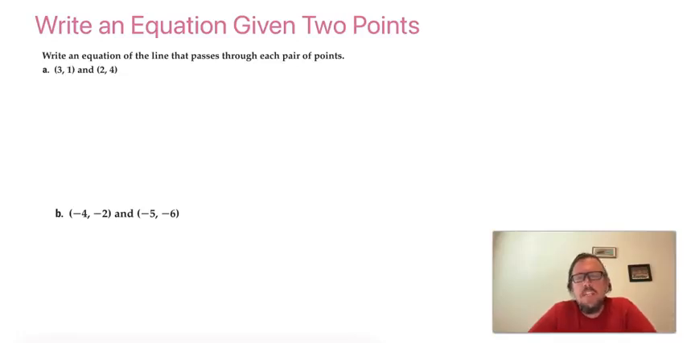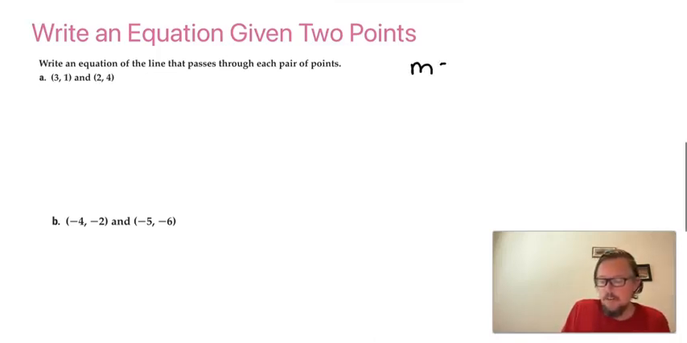So in the last video, we learned how to write an equation in slope-intercept form when we're given the slope and a point. Now let's see how to do it if we're not even given the slope. We're just given 2 points. And hopefully you are immediately remembering our formula for finding slope from 2 points.